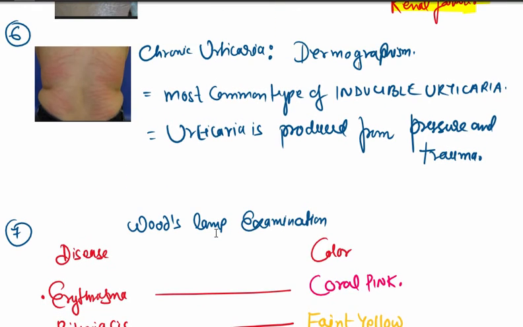Next. At the pressure point, it is showing some lesions. This is chronic urticaria, also known as dermographism. Okay, the most common type of inducible urticaria is this. So urticaria is produced from pressure and trauma. This is known as dermographism.